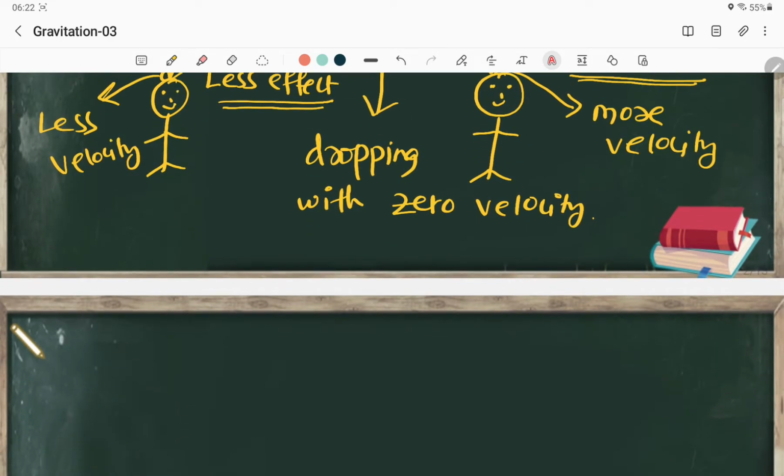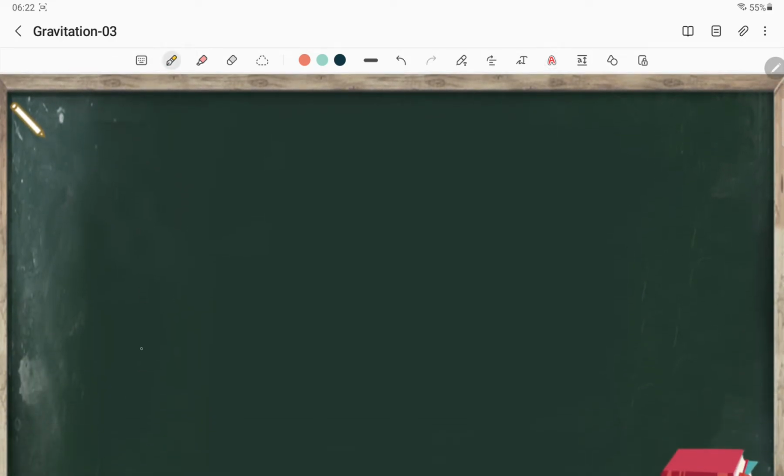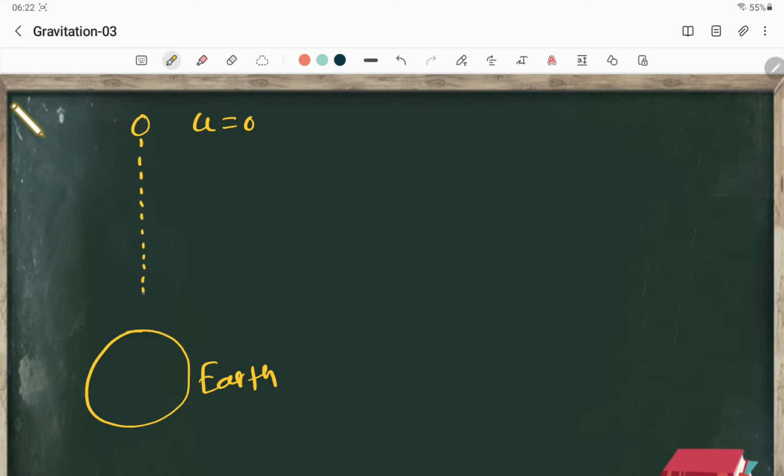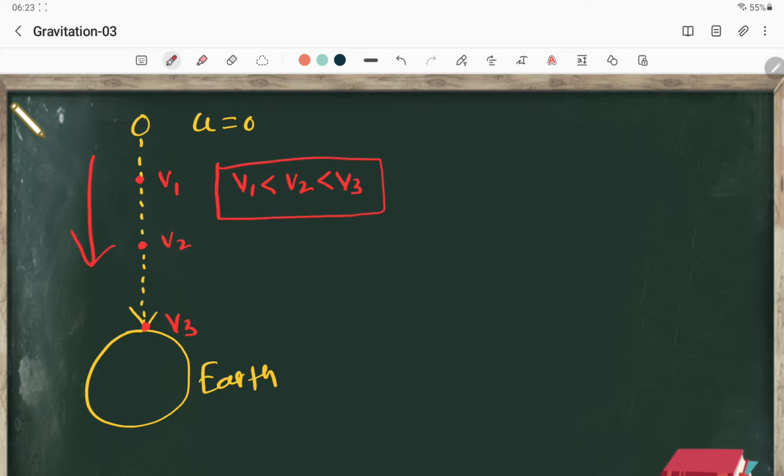All right. So whenever we are dropping a stone from some height, for example, this is the earth and this is a stone. Initial velocity is 0, but as it is coming down, if you take 3 points here, a first point, a second point, and a third point, and take the velocities v1, v2, and v3, you can easily tell that v1 is less, v2 is more, and v3 is highest. Are you getting my point? As we are coming downwards like this, the velocity is going to increase. This is a very important concept.